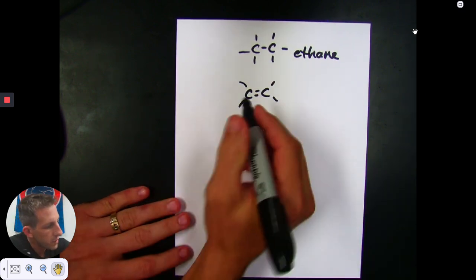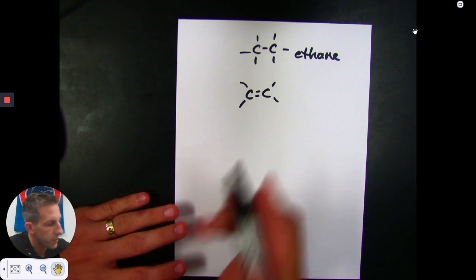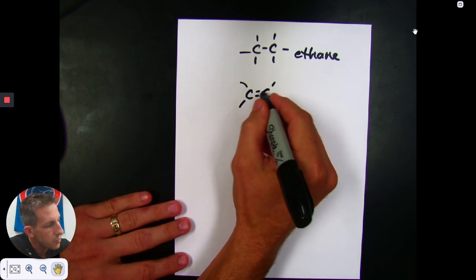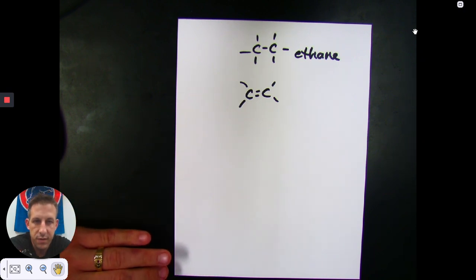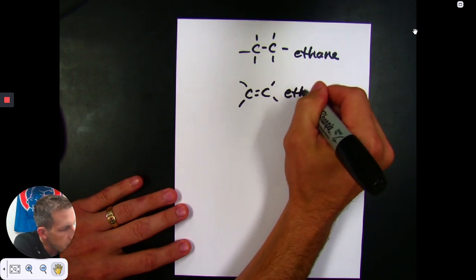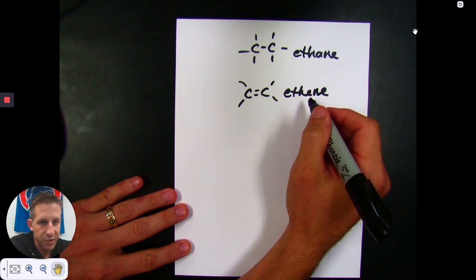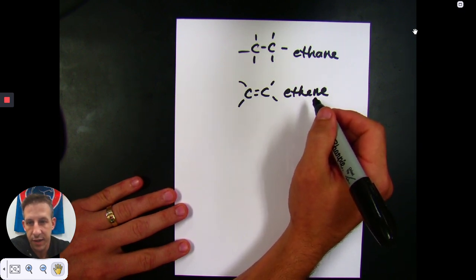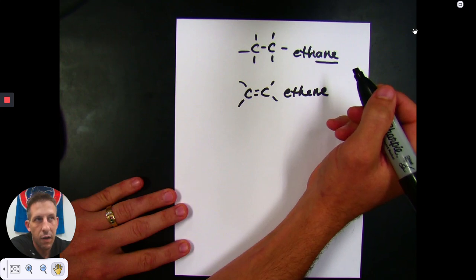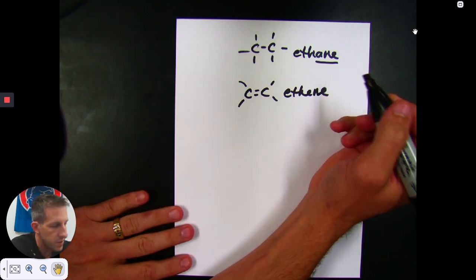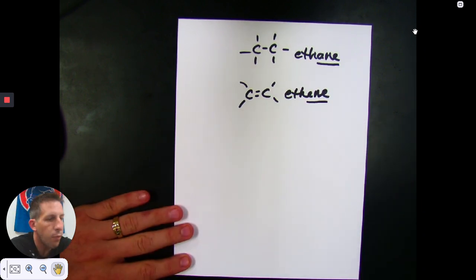So if we look at this carbon, it has attachments to 1, 2, 3, 4 things, which is what we would normally think. This carbon has attachments to 1, 2, 3, 4 things, so it's good to go. Any guesses as to what we call this? It is ethene. Now, one naming convention that makes it easier to decipher what these organic molecules do is that whenever you see this ANE, it means that it's all single bonds. Anytime you see the suffix ENE, it means there's a double bond located somewhere in there.